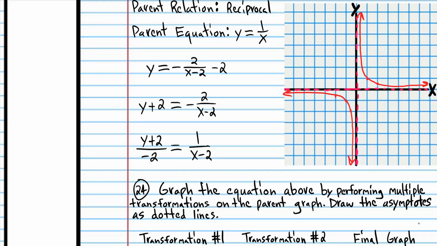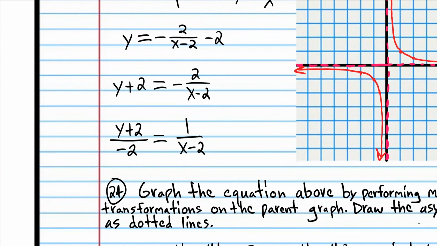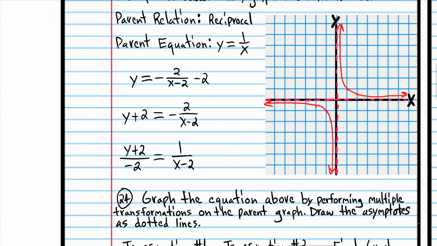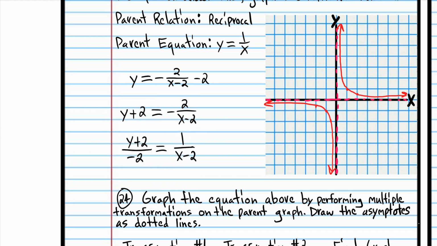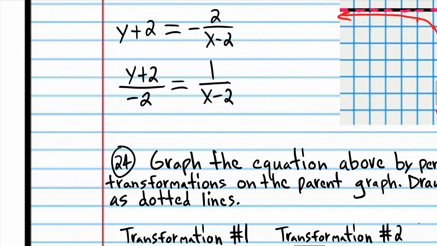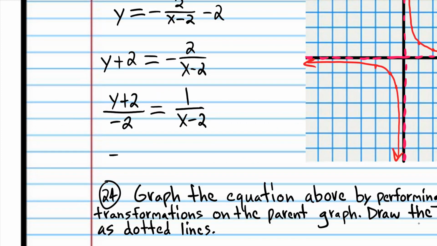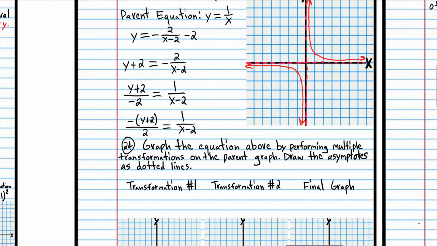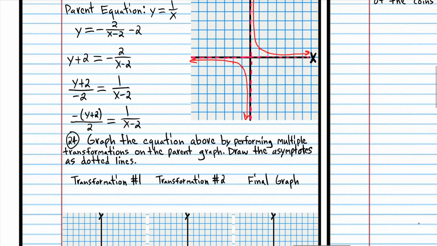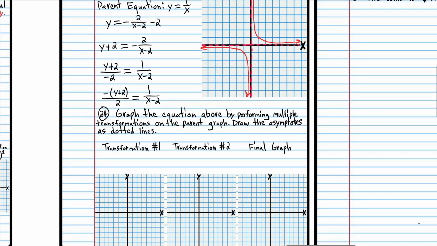And just to help us see what's happening here, I'm going to take that negative and write it up in the numerator of the fraction. So we have negative y plus 2 over 2 is equal to 1 over x minus 2. And that's going to help us graph.